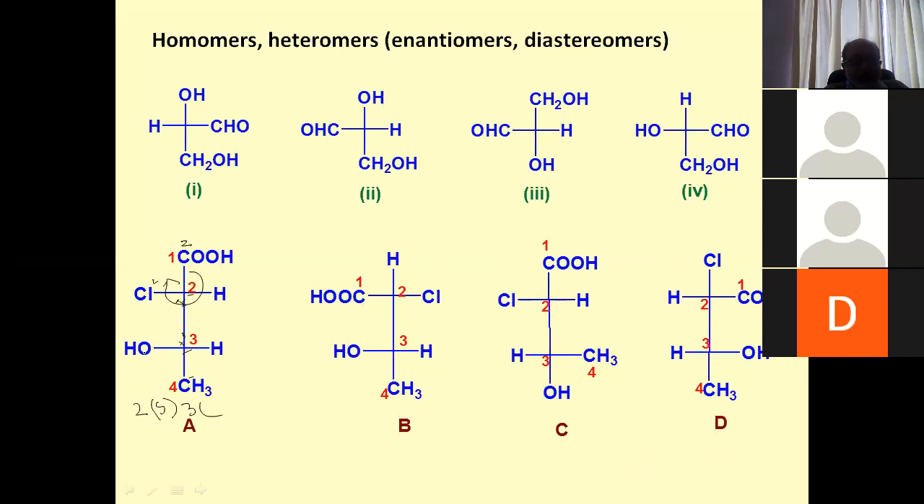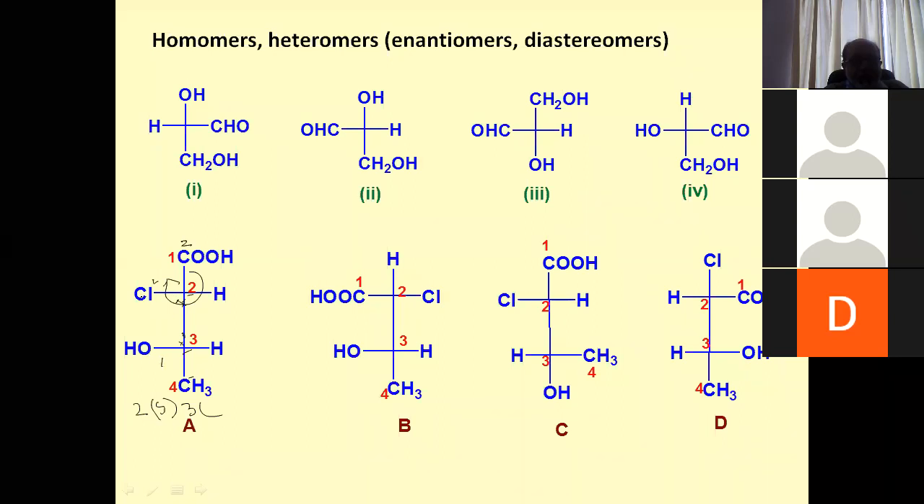What is 3? This is 1. This will be 2 because it is connected to chlorine. So this will be 2, and this is going to be 3. So 1, 2, 3 is what? It's also S. It will be S, sir.